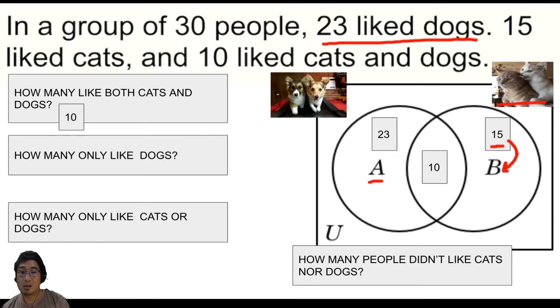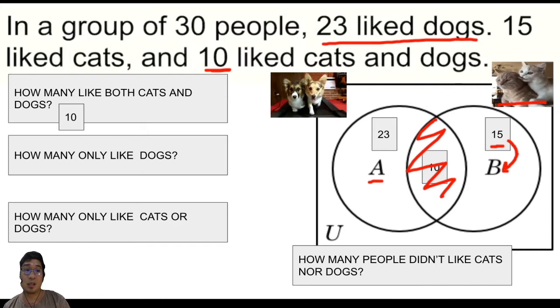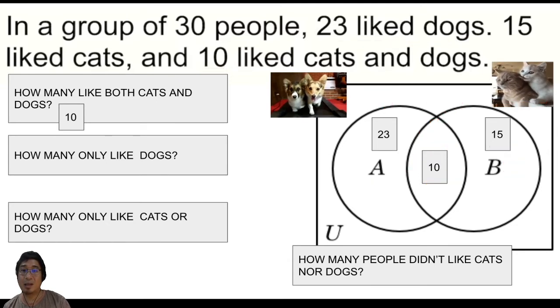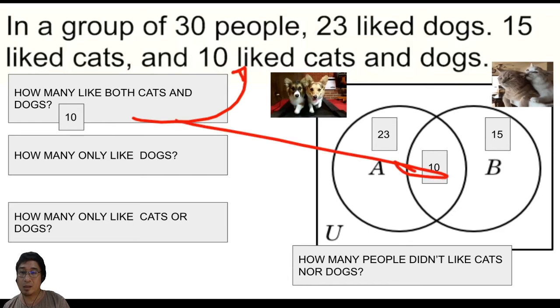So 15 daw may gusto sa pusa, tapos 23 may gusto sa aso. And 10 like cats and dogs. So ibig sabihin, ito, ilalagay natin tong 10 dito sa intersecting area. Itong area na to. Because they share both the same interest. Yung pusa at saka yung aso. That's why they are indicated in the intersecting area. So madali lang sagutan to, how many like both cats and dogs, kasi andito na yung sagot. Tapos makikita natin siya dito sa intersecting area.